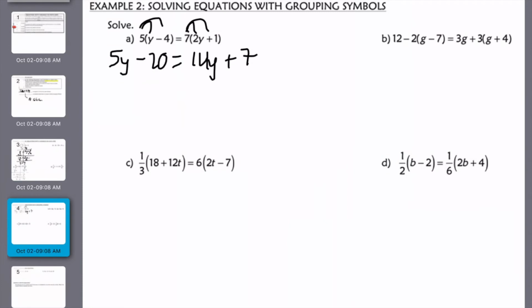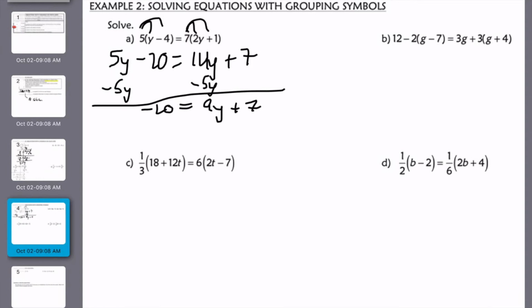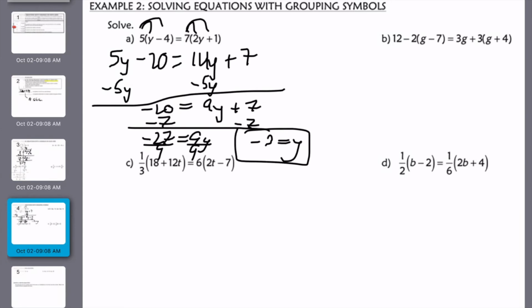And now it just goes back to how we're used to solving equations. So I'm going to subtract by 5y on both sides. And I'm going to have negative 20 equals 9y plus 7. Subtract both sides by 7. I get negative 27 equals 9y. Divide both sides by 9, and I'm going to be left with negative 3 equals y, and that is going to be my answer.